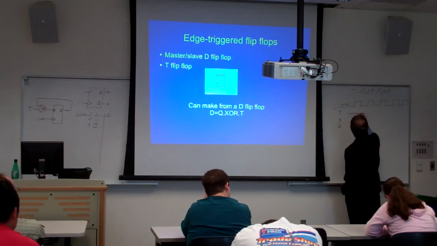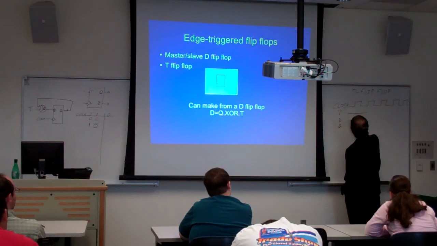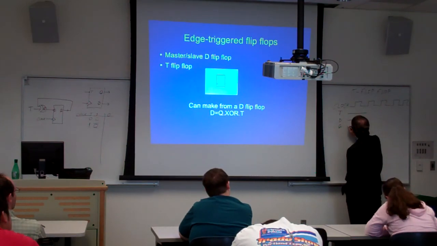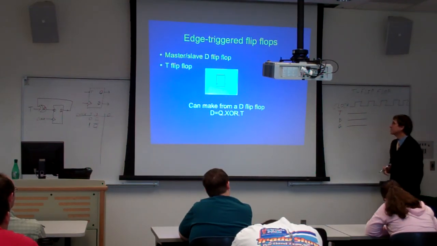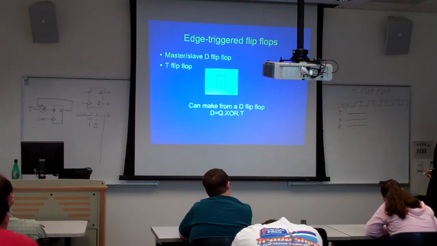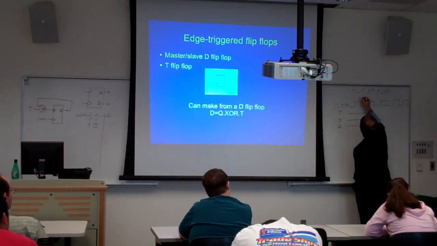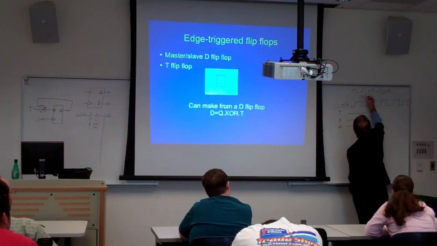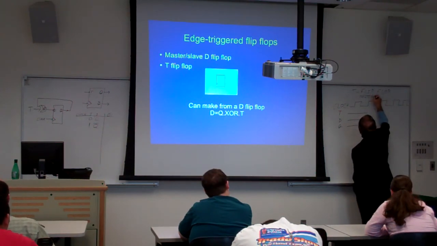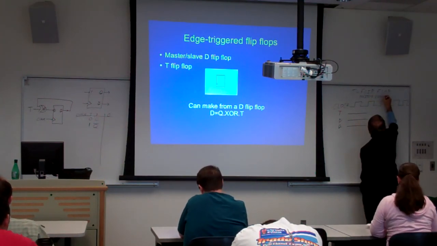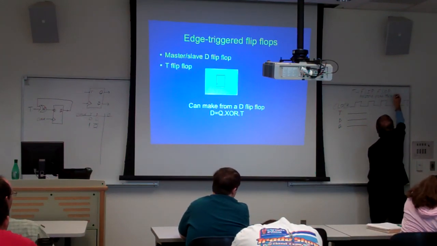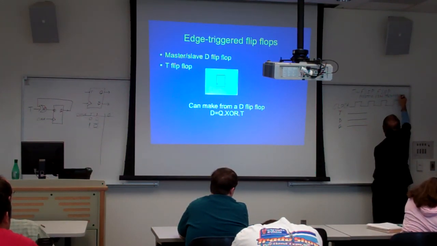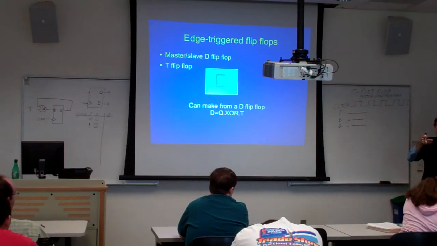T is 0, everything's going to stay the same. Just assume D is 0 and Q is 0. And let's make this positive edge trigger. Okay, so it's going to change on the positive edge of the clock.